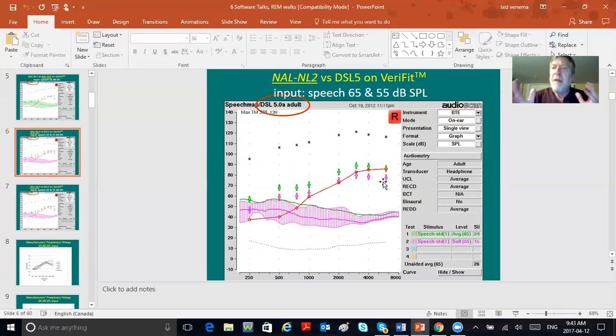But basically, if you follow the rules of aiding so that your outputs for average inputs are a third above the thresholds, and aid so that soft inputs sit right around the thresholds, really close to the thresholds, and so that louder inputs like 80 never exceed loudness discomfort levels, you're done.